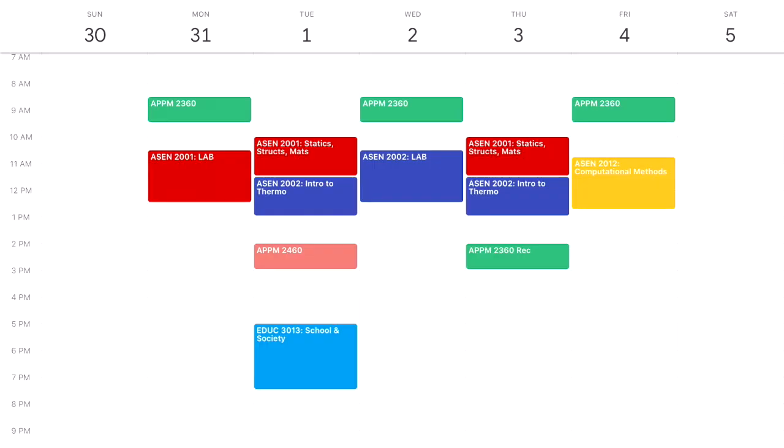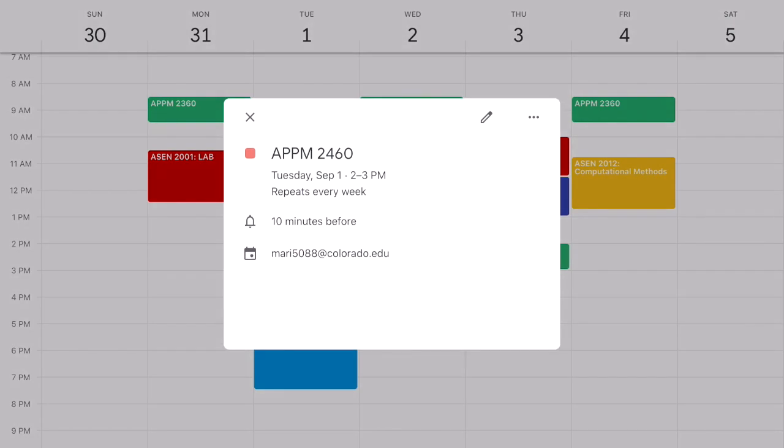Next, we're gonna jump up here. This is APPM 2460. This is a once-a-week class. This is a 1-credit pass or fail class, and it is the Differential Equations with Linear Algebra Computer Lab. Differential Equations with Linear Algebra is technically what the class is called. So in 2360, we have to do a lot of MATLAB projects.